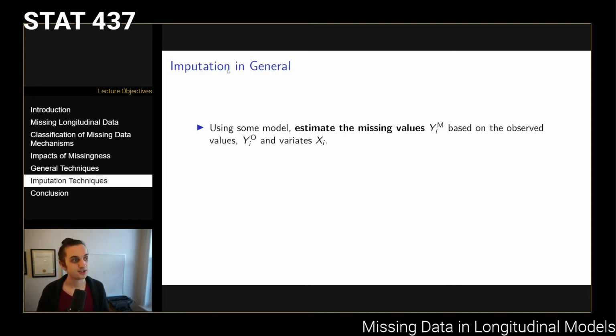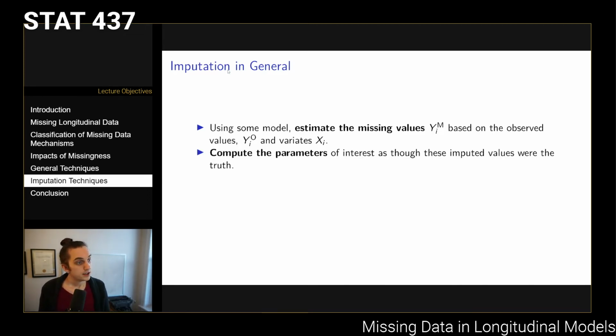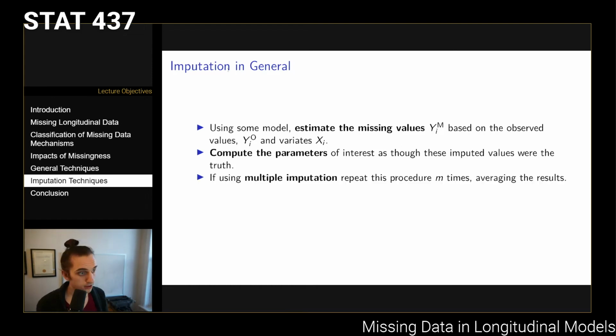And so the idea with imputation is that we want to estimate these missing values, these Y_im, based on the observed values, the Y_io, and the covariates X_i. So what we'll do, generally speaking, is compute the parameters of interest as though the imputed values were the truth. And then, in general, we're going to use what's called multiple imputation, which involves estimating the values, computing the parameters of interest many times over, and then averaging those to get our true estimates, right? So we're going to predict the values, use those predicted values to compute parameters, and then do that a bunch more times.